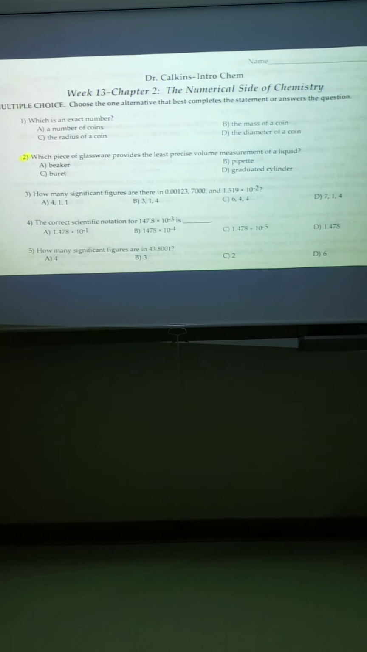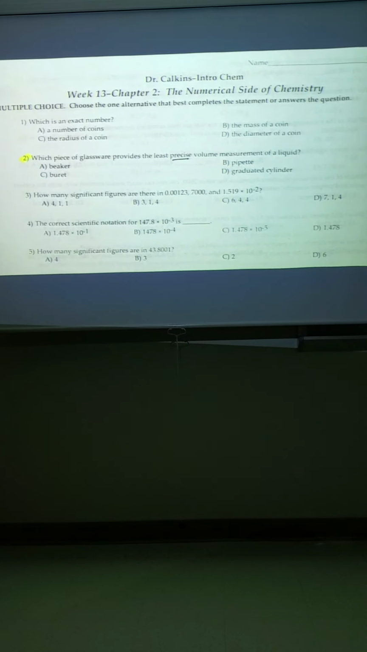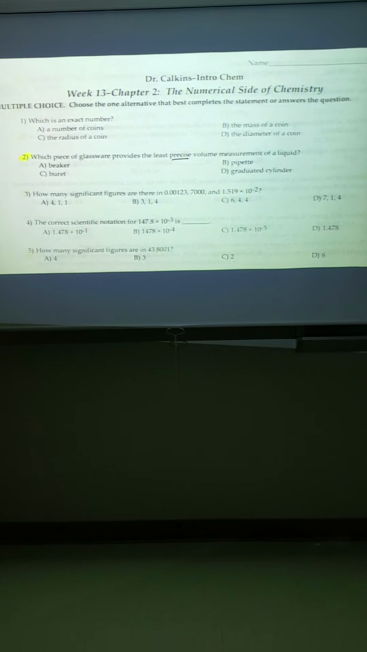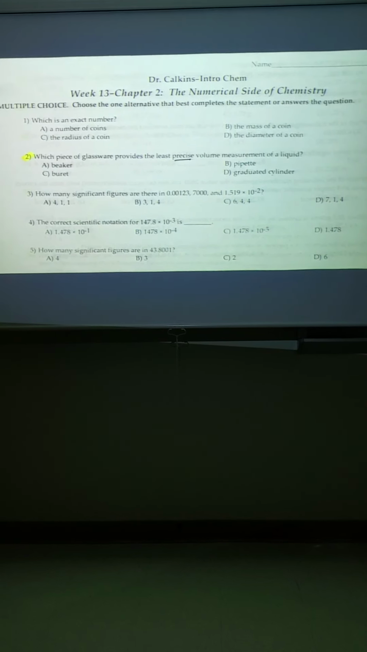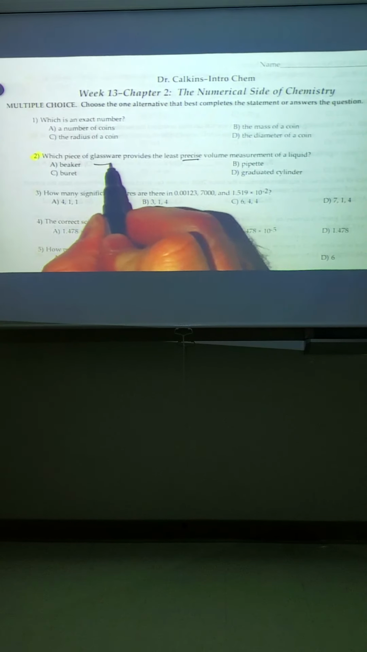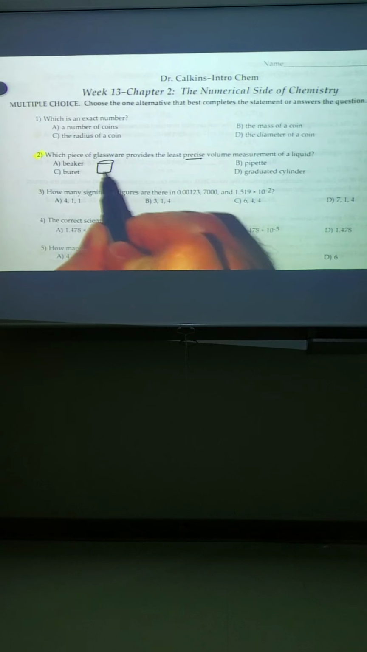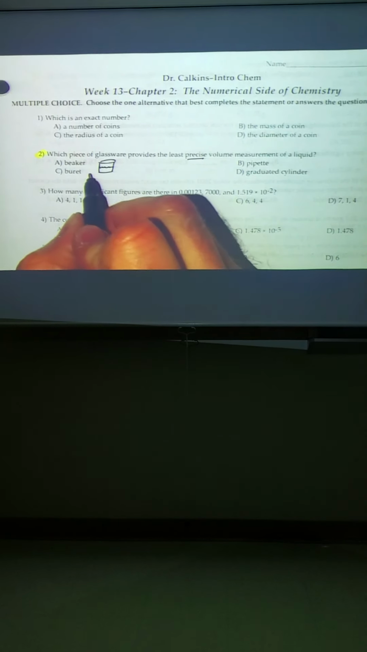So, number 2 talks about least precise. That means least exact. Reproducibility is low because the guesswork is high. A beaker is going to have a large surface, so when you fill it up, there's a lot of guesswork. A burette's a very tiny tube.